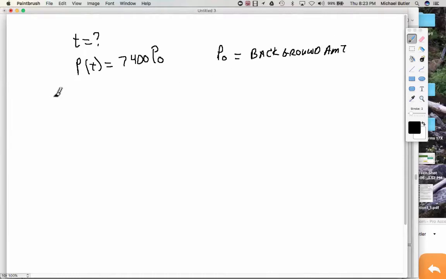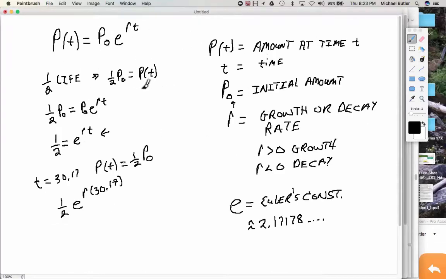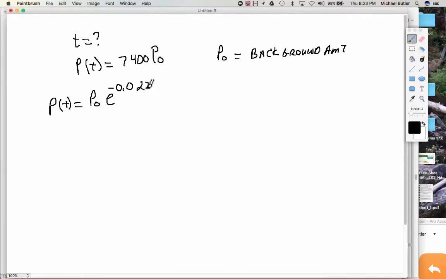Okay, so if we set up the model again here, we've got P of T is equal to P sub 0 e to the negative 0.02297 T. This time we need to find T. We're trying to find the time until we get back to the background level.